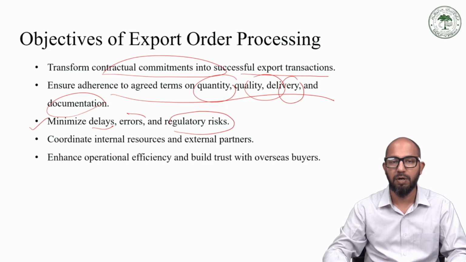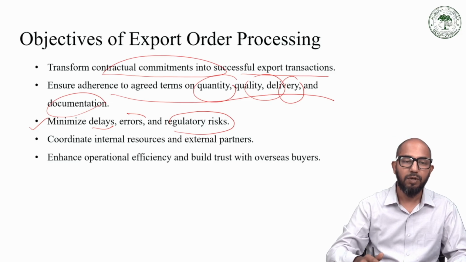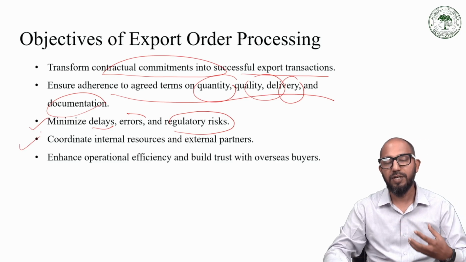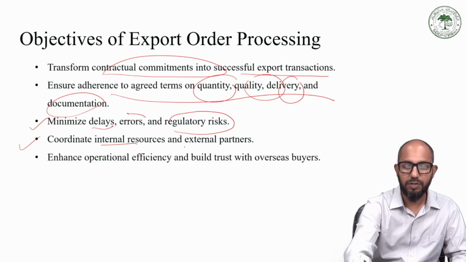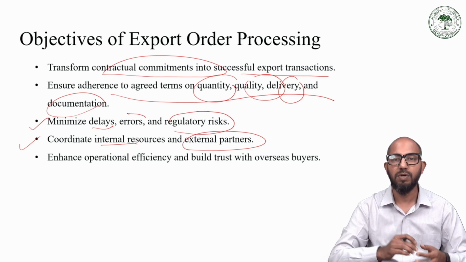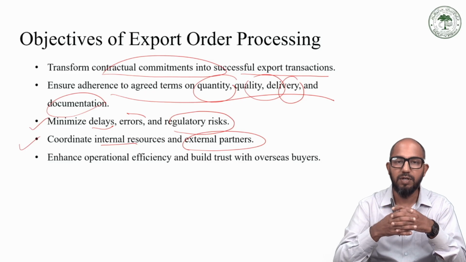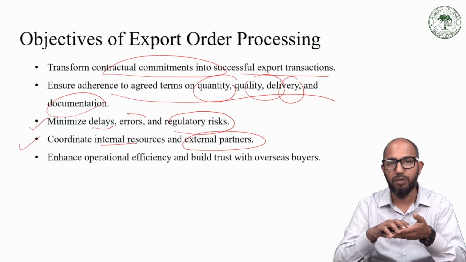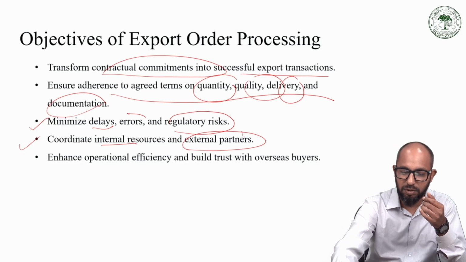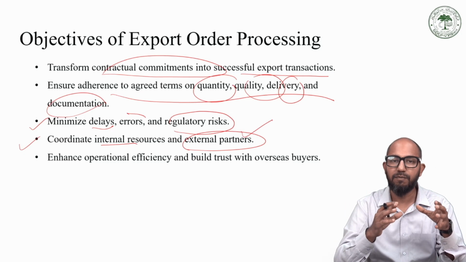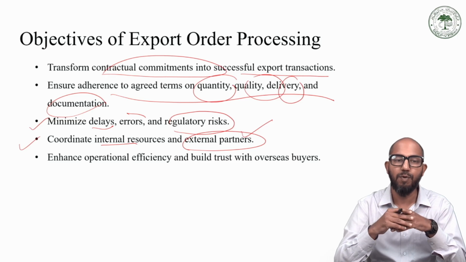The next objective is having coordination between internal resources and external partners. Export order processing always involves bringing coordination between the resources that belong to the exporters as well as the external partners, that is, others who can benefit from the resources of the exporters.